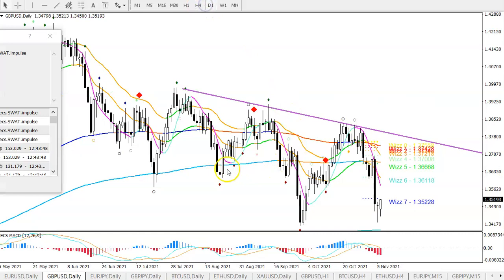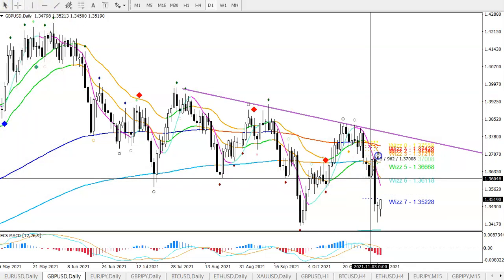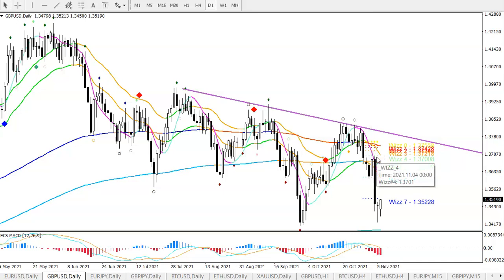I was looking for a bounce at the head and shoulders level. Now we did get a bounce, but the bounce was small. It was only about 190 pips ish. Now for the pound dollar, that is small. It's a small bounce compared to moving back to the trend line, for instance. That would have been a big bounce.